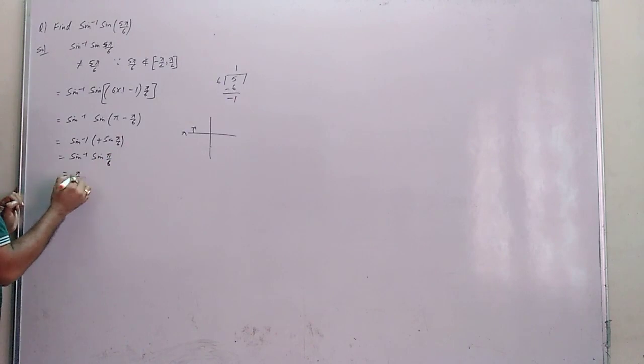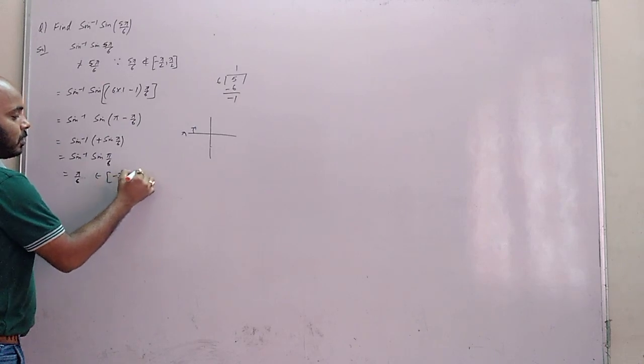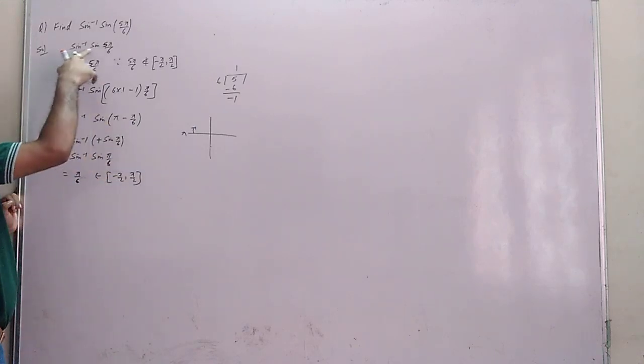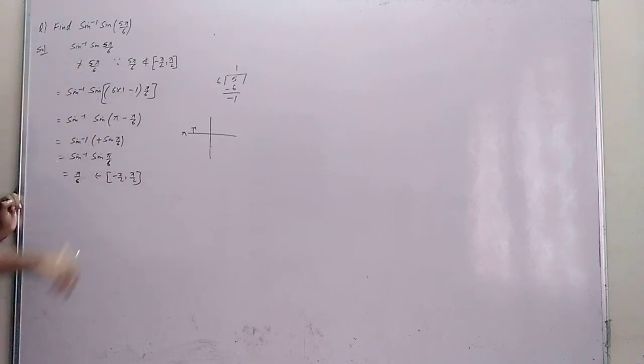Which formula are we using? Sine inverse of sine x equals x, and this belongs to minus pi by 2 to pi by 2. This is the answer. But here also, if you apply the formula and the thing you get doesn't belong to minus pi by 2 to pi by 2, understand? This is the reason we have to break it further. Let's go to a similar type, one more.